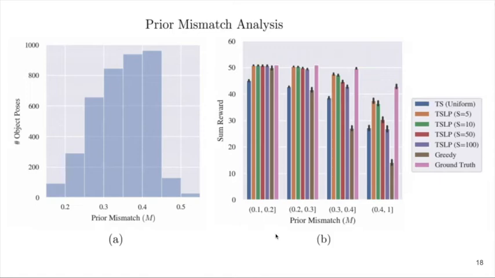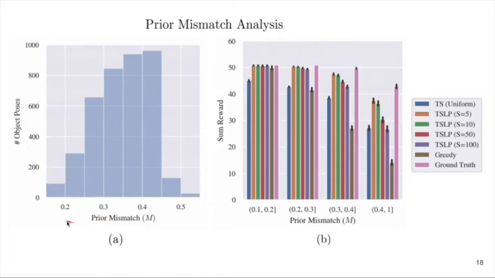We conduct simulation experiments across object poses with a wide range of prior mismatches M, as shown in Figure A, which plots the frequency of prior mismatch values over around 4,000 object poses in the dataset. In Figure A, the x-axis is the prior mismatch values, and the y-axis is the number of object poses that have the prior mismatch value.